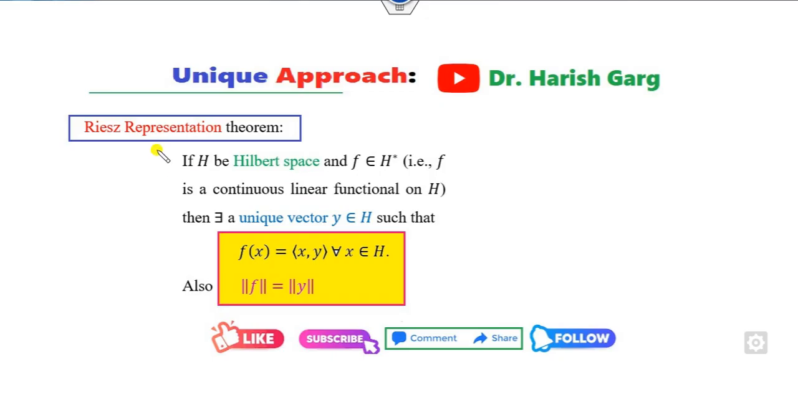The last concept is the Riesz representation theorem, which is very, very important. Whenever you want to find the norm of the function f, if it is written in the form of an inner product space, then the norm of f is the same as the norm of y, and it also has a unique y.